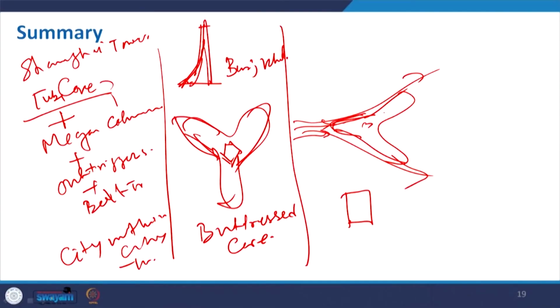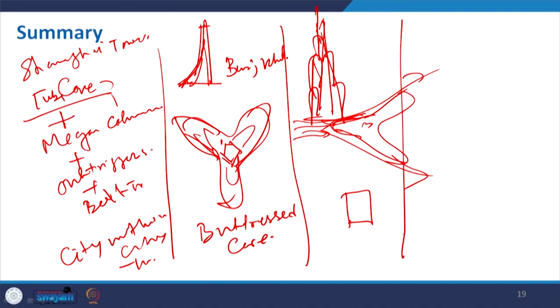And then again, at the top with this basic form, the floors are reduced, so that the mass is reduced at the top, so that we can get a structure like this, a conical shape. Now, then what we have discussed on the One World Trade Center.